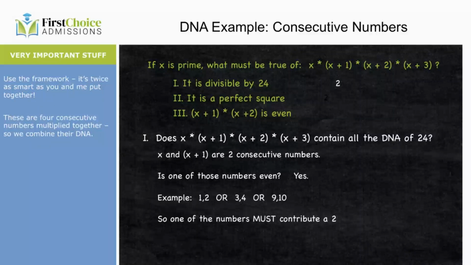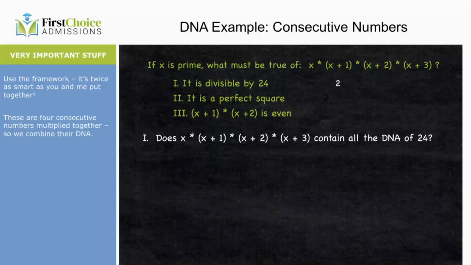Which number is even? We don't know, but one of them must be. Okay, well, let's expand our analysis just a little bit. Let's take a look at X, X plus 1, and X plus 2. Now, those are 3 consecutive numbers. So let me ask you a question about 3 consecutive numbers.